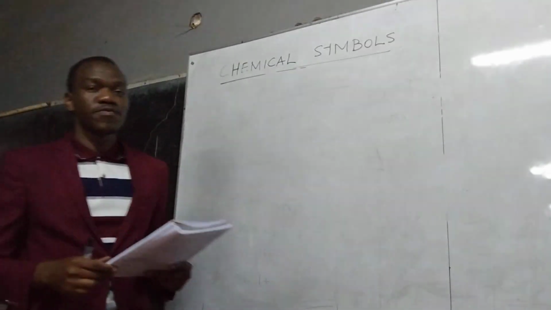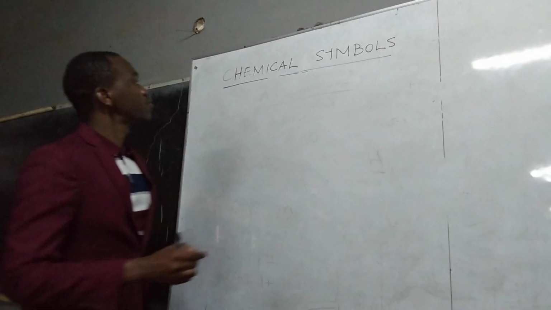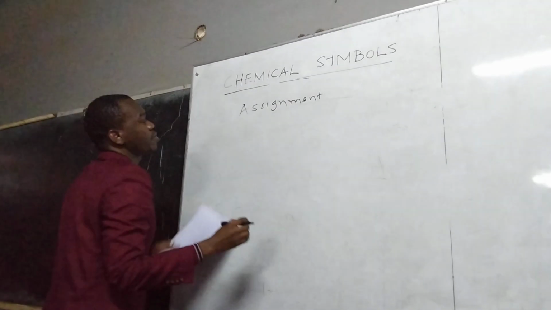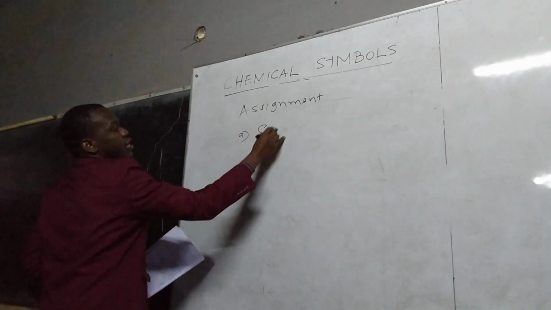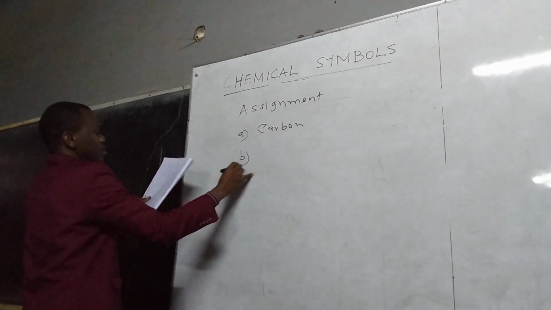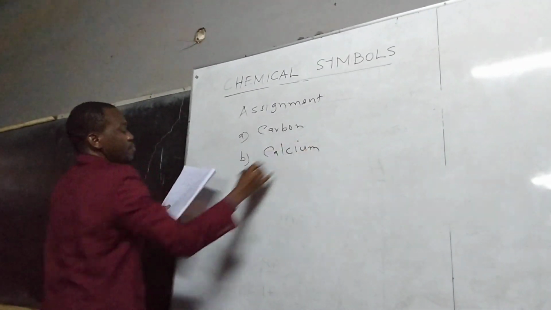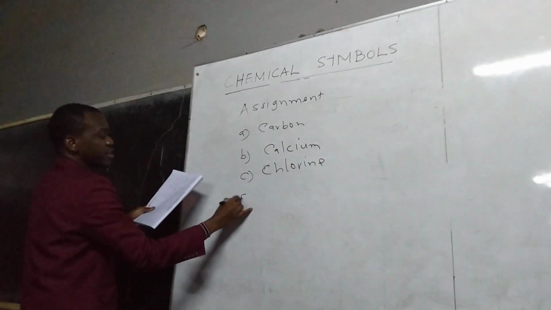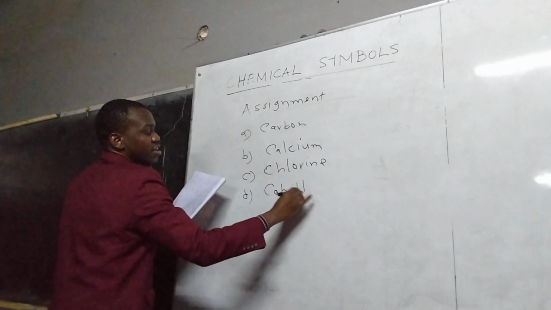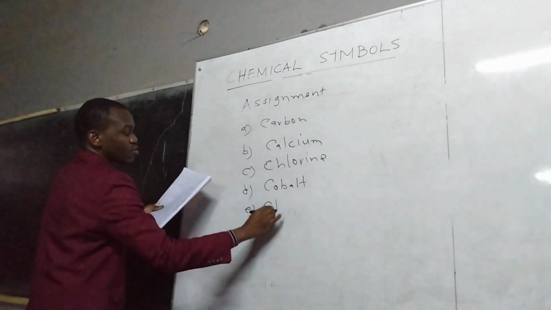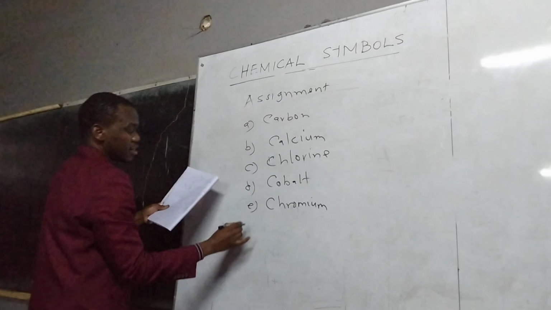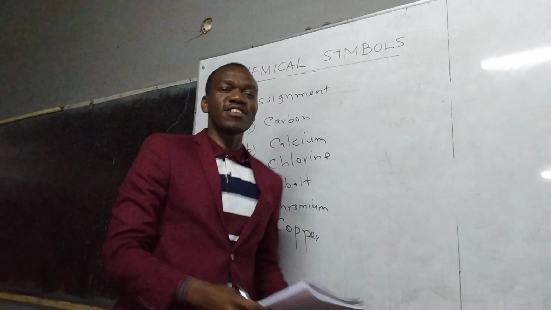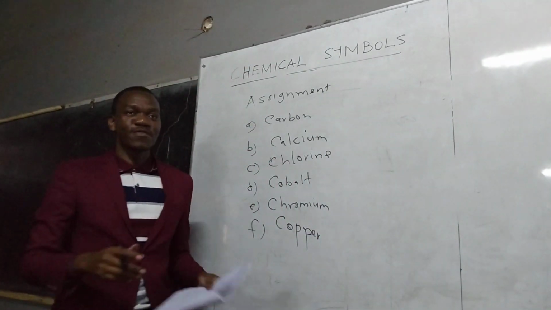In my last video, I gave you an assignment on how to write the chemical symbols of the following. Number A was carbon, then number B was calcium, then number C was chlorine, and then number D was cobalt, then number E was chromium, then number F was copper. I hope you got the correct answer because I gave you enough time.